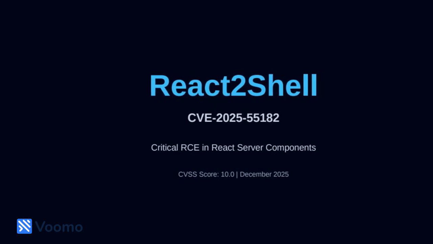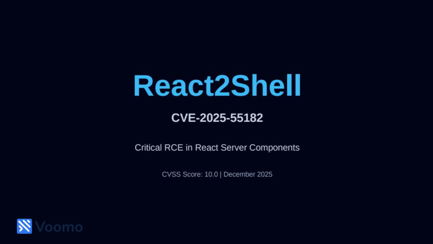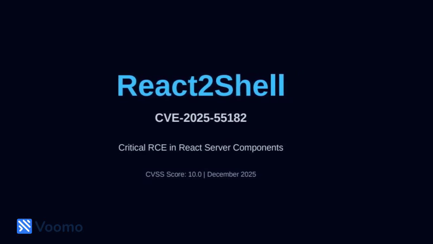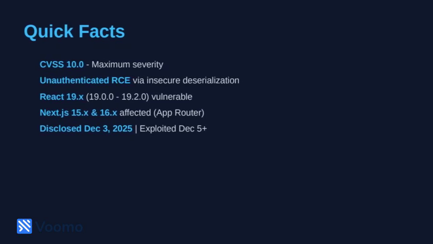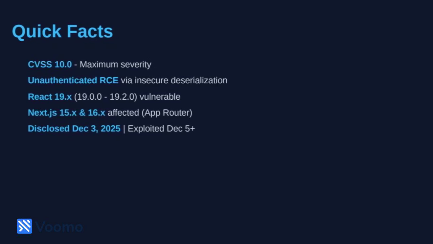In December 2025, a critical vulnerability named React2Shell was discovered in React server components, posing a severe risk to applications using affected versions of React and Next.js. With a CVSS score of 10, React2Shell is an unauthenticated remote code execution vulnerability that affects React versions 19 and Next.js versions 15 and 16.